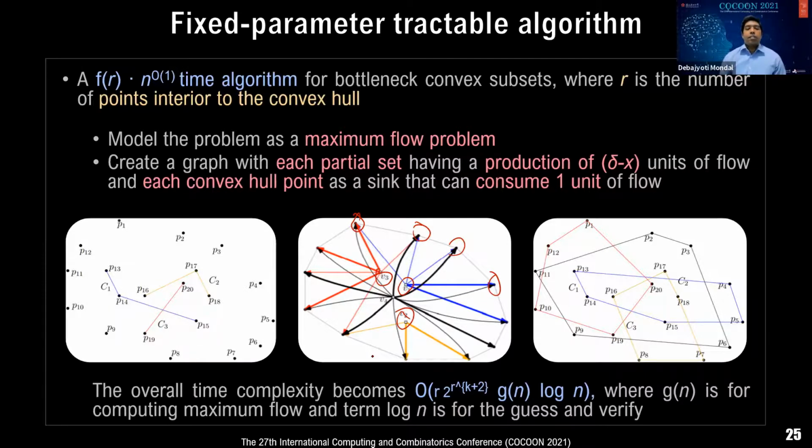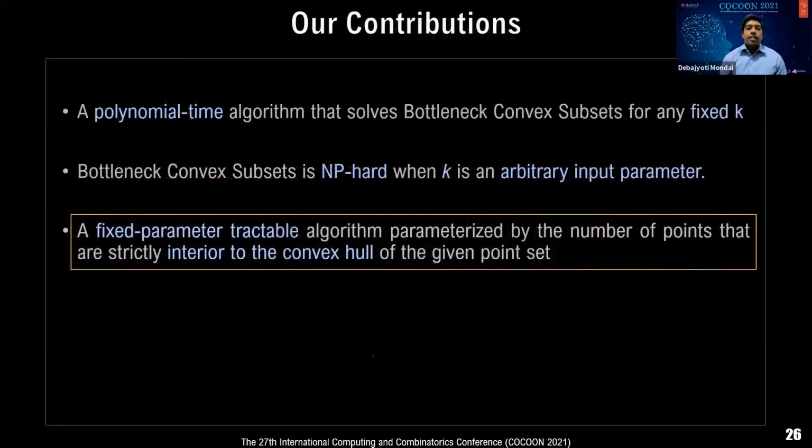Now, the overall time complexity becomes a function of R to the power k plus 2, times G(n), times log n, where the first term R to the power k plus 2 stands for the guesses, and G(n) stands for computing the maximum flow, and then this log n is because we guess the solution, so you have to do a binary search and guess and verify. And that concludes the discussion on the fixed parameter tractable algorithm.